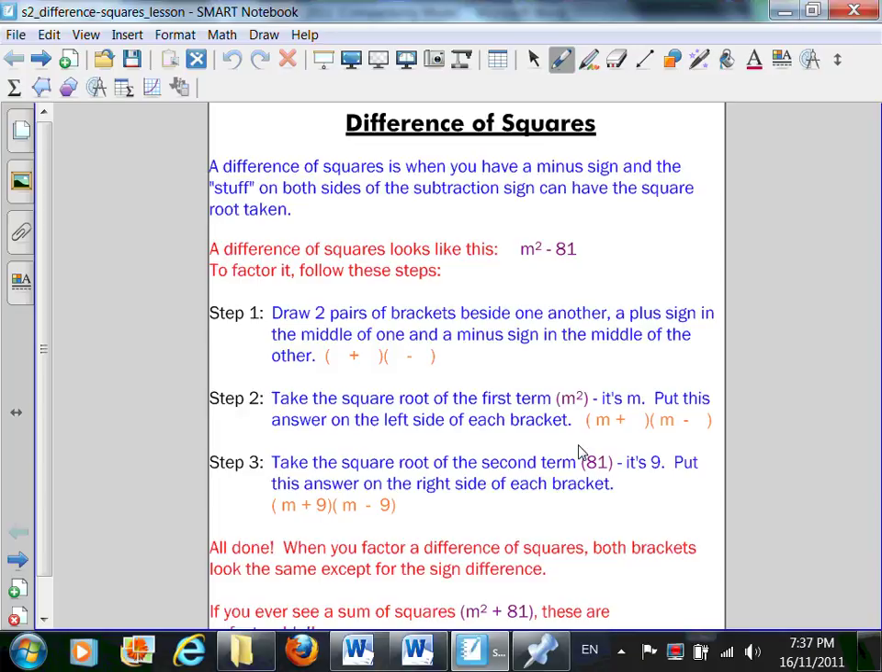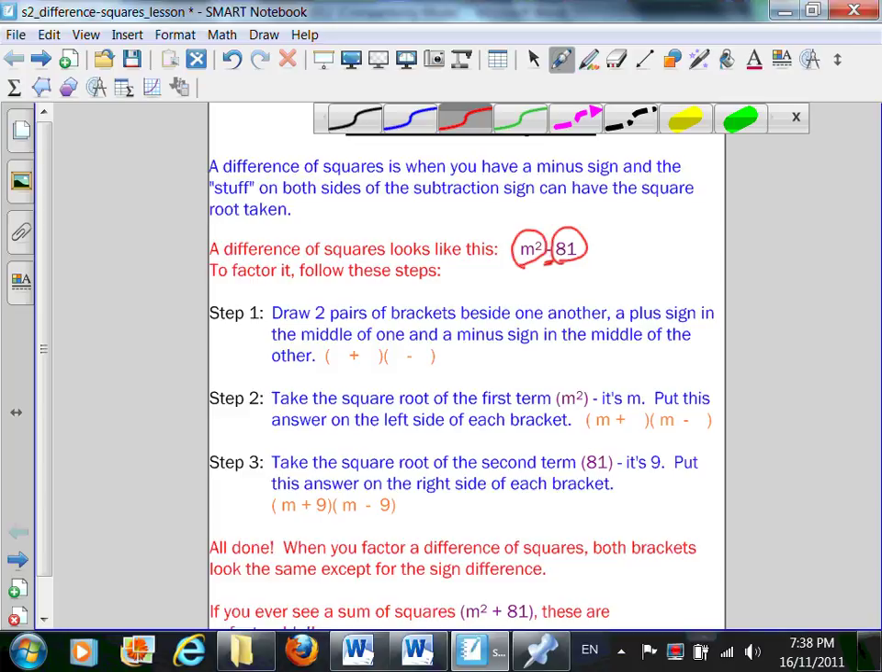So first off, let's look here. We've got a minus sign right here, and 81, you can take the square root of that, and you can also take the square root of m squared. So how do we do this? Step 1, draw two pairs of brackets beside one another. A plus sign in the middle of one, and a minus sign in the middle of the other. Looking like this right here.